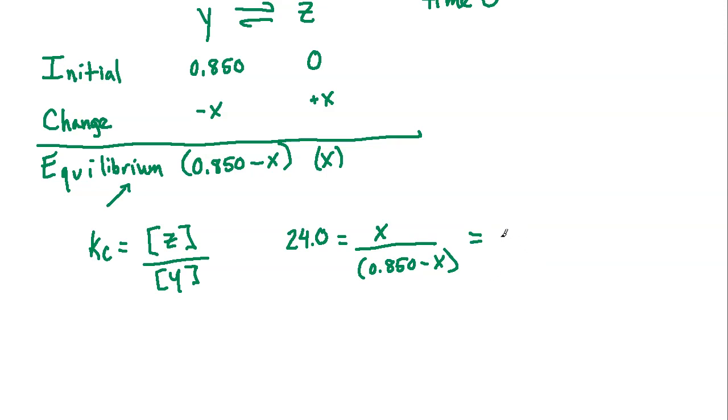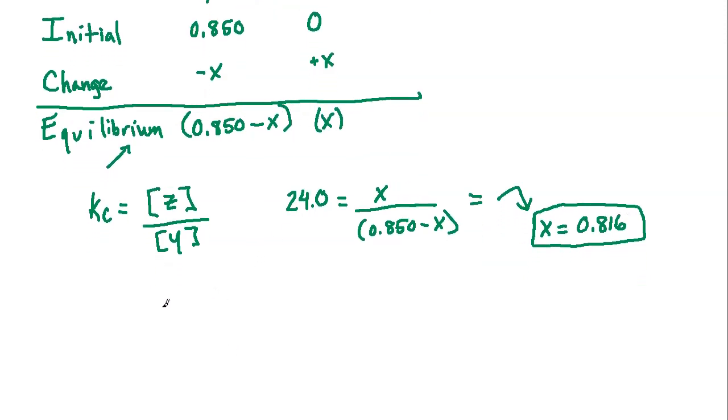So if you have successfully calculated it, you're going to find that x is equal to 0.816. Now this is not necessarily the answer. This is what x is. So what we need to find are the concentrations at equilibrium. So we're going to take x and plug it back in to both of these.